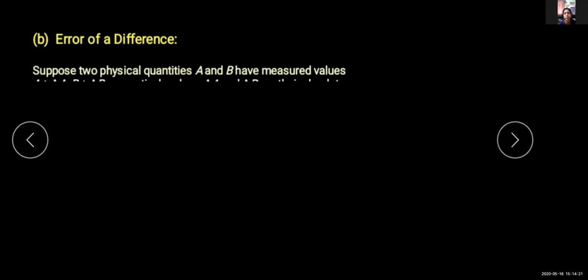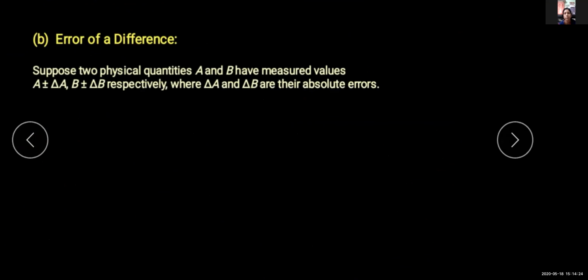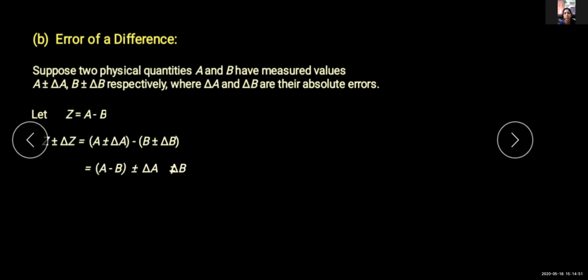Error in difference. We have two quantities A and B. A has measured value A plus minus delta A, B has value B plus minus delta B respectively, where delta A and delta B are their absolute errors. So let Z equal to A minus B. Z plus delta Z equal to A plus minus delta A minus B plus minus delta B, or we can write this equation A minus B plus minus delta A plus minus delta B.